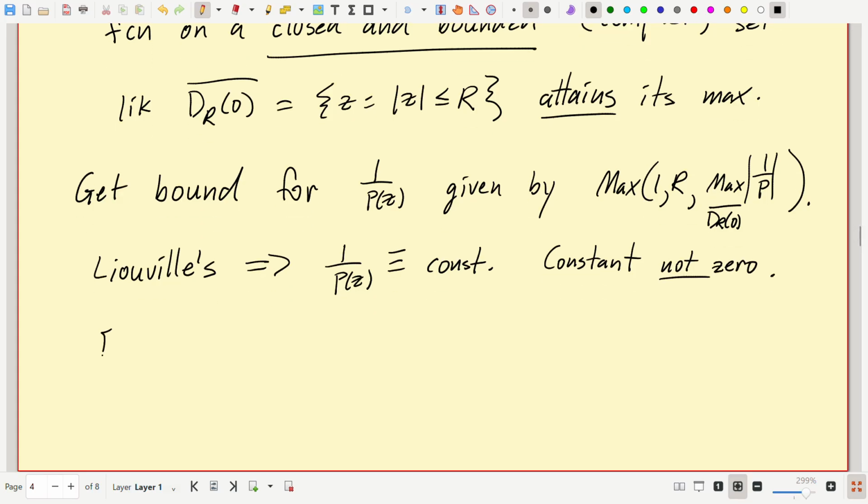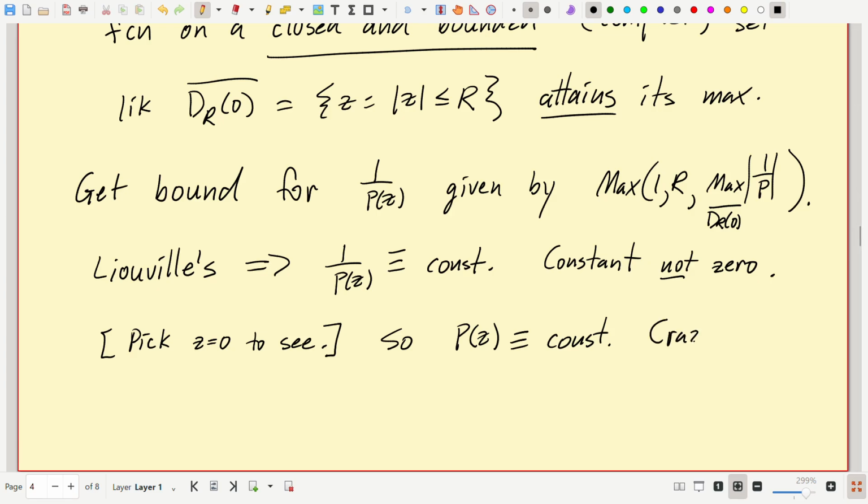And the reason you can see that is pick Z equals 0, for example, to see that. It's not 0. And that means that P of Z is constant, 1 over that constant. And that's crazy. Why is that crazy? So that's going to be a contradiction. Why is that crazy?